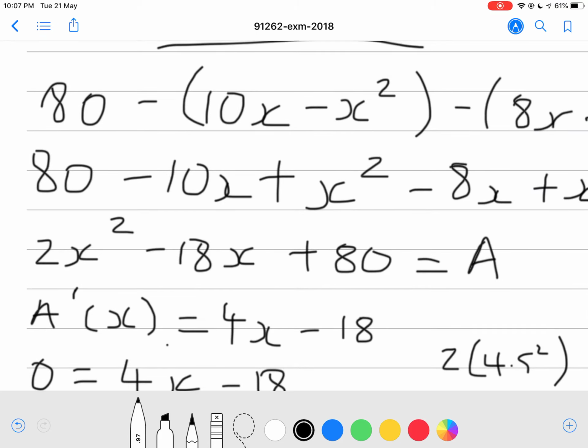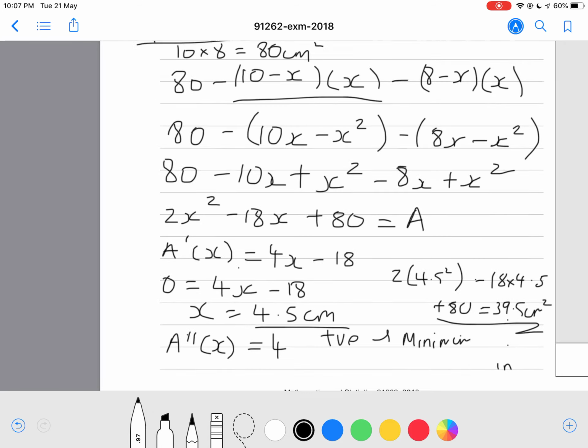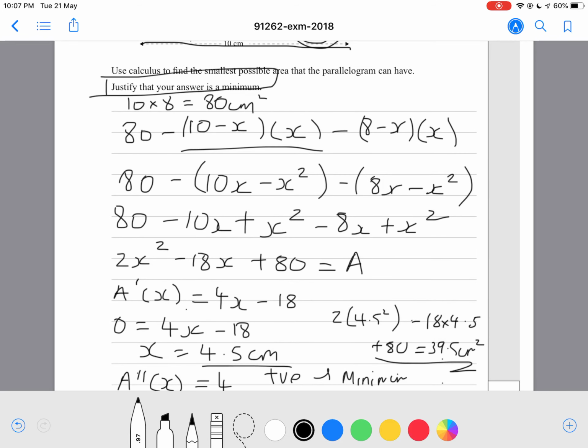To get the achieved grade, we're finding the area expression. So we're going to find 2x squared minus 18x plus 80 equals the area. That's going to give us an achieved grade. So that's basically it for the first question.